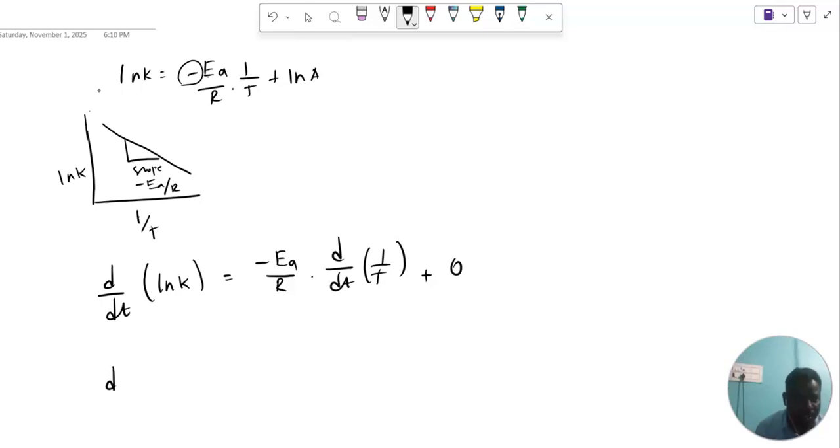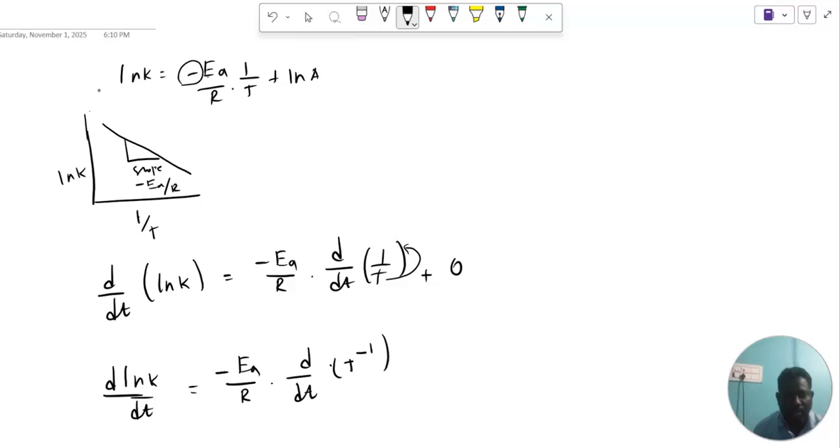So this equation: d ln k divided by dT is equal to minus Ea by R. Again, for simplification, I am bringing this T into the numerator, so it becomes T to the power minus 1, so that it is easy to differentiate.